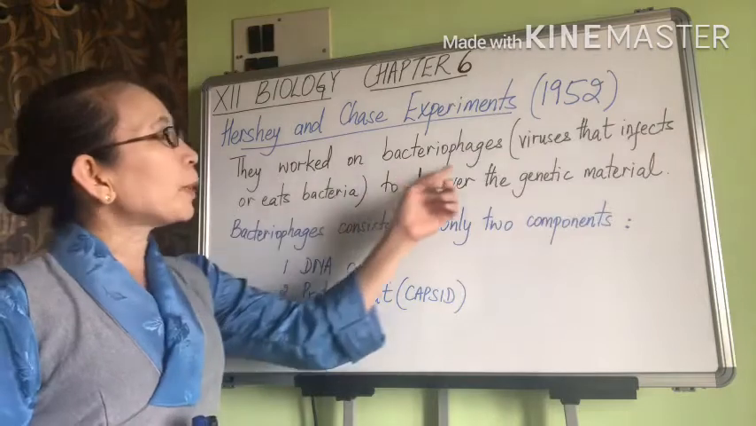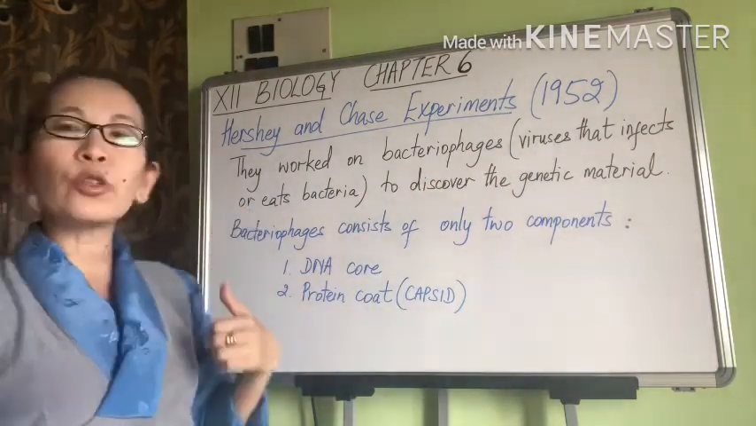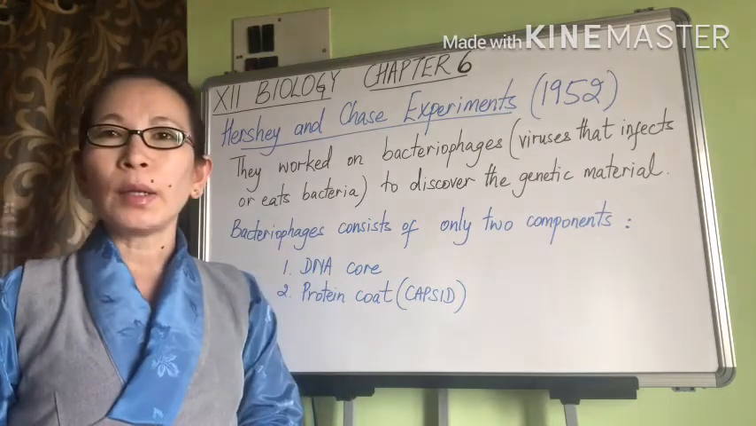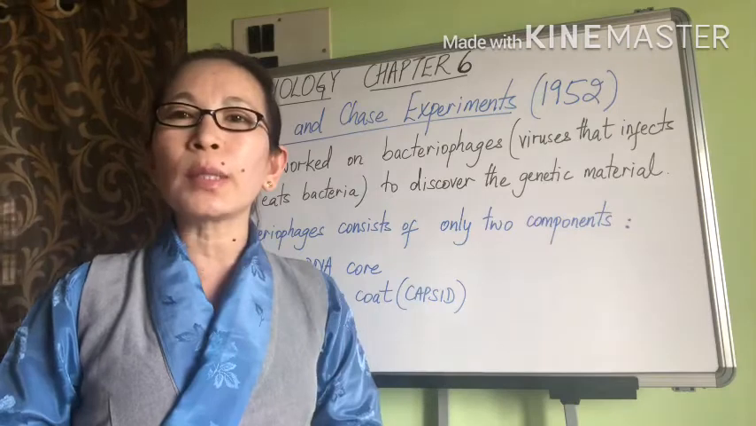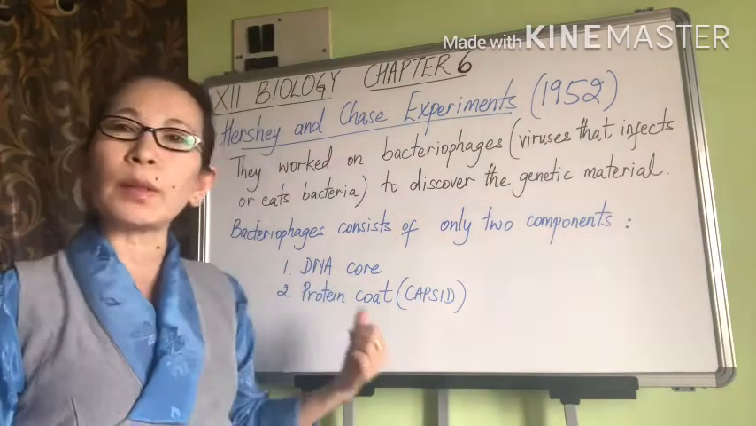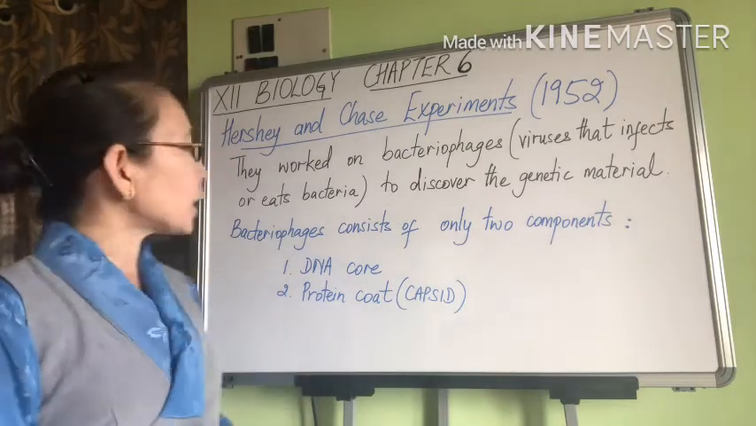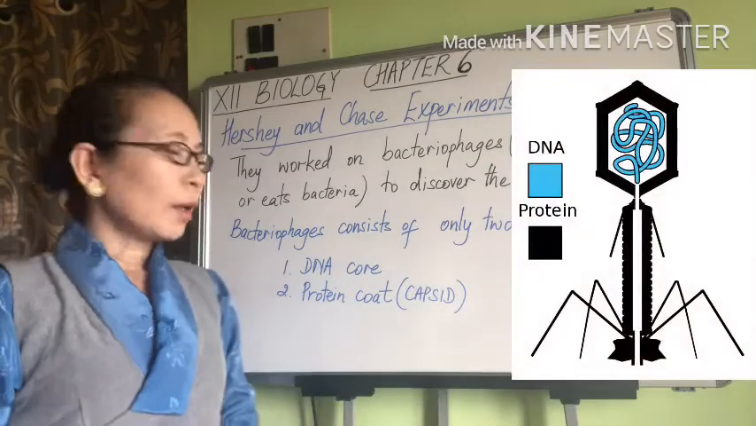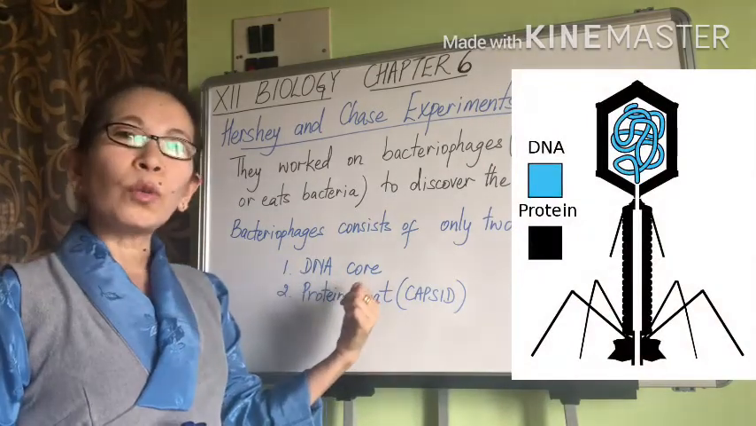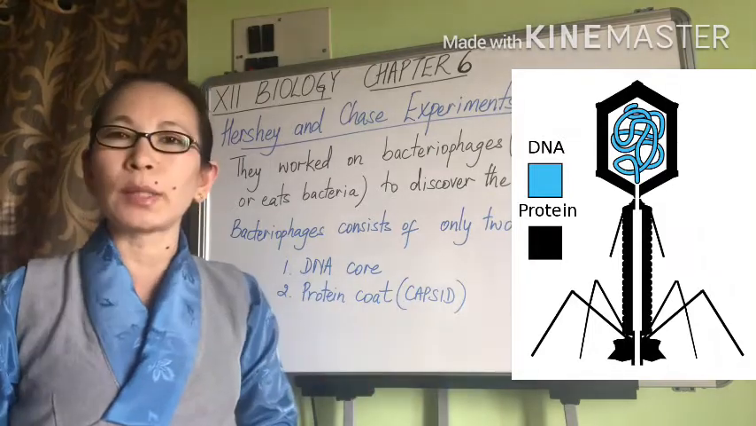They worked on bacteriophages, which are viruses that infect, or literally eat, bacteria. During that time, bacteriophages were widely used as experimental models because these viruses were very simple and they showed rapid reproduction. Such simple bacteriophages consisted of only two components. They had a DNA core which was surrounded by a protein coat which is called the capsid.